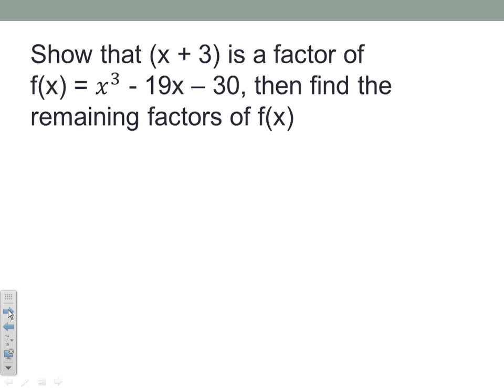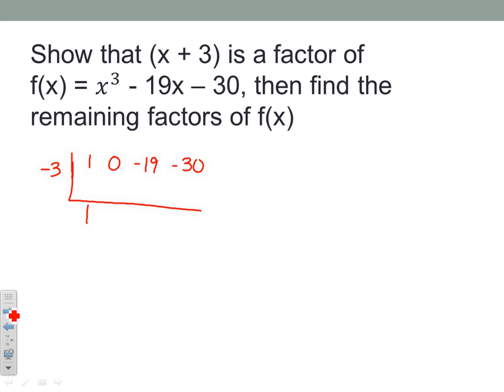Now the next problem, I forget which checkpoint problem this was, looks like number 6. Show that x plus 3 is a factor of the function given here, and then find the remaining factors of f of x. All right, so if it's suggesting that x plus 3 is a factor, let's use synthetic division to find out what we're left with when we divide that out. If we've got x plus 3 as a factor, my k is negative 3. My coefficients, I have a 1. Notice you have a missing x squared term, so you need to use a 0, and then negative 19 and negative 30. So start your process.